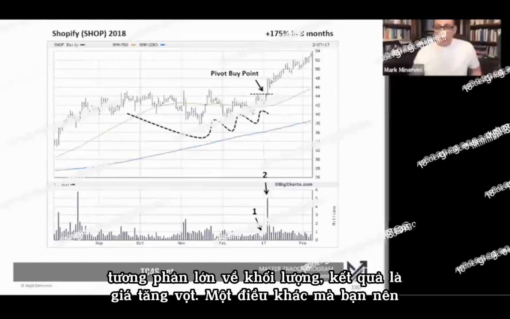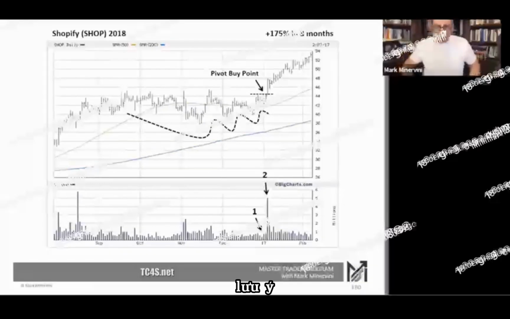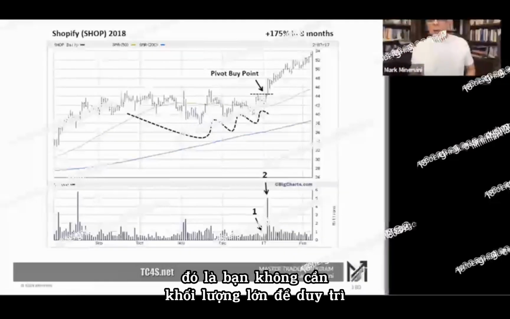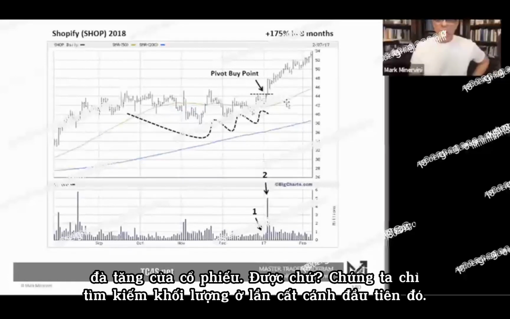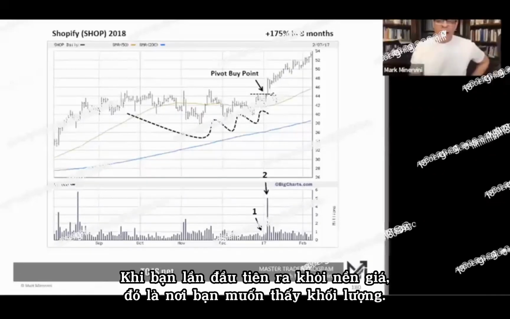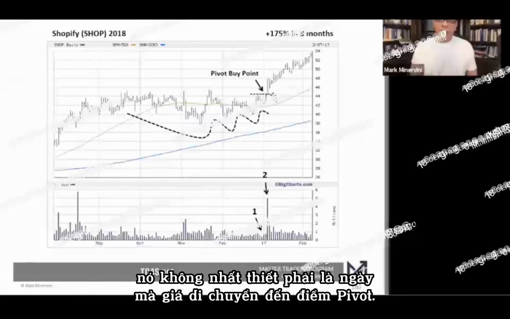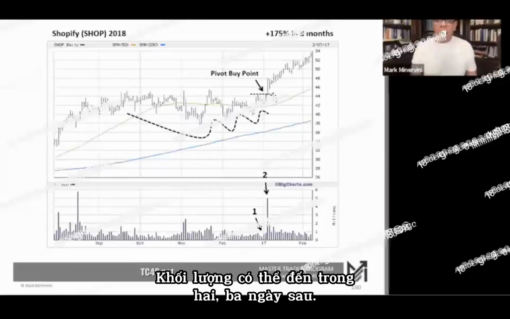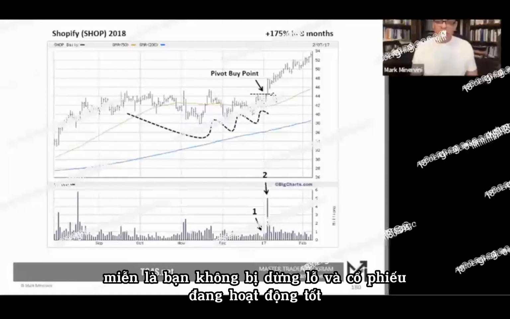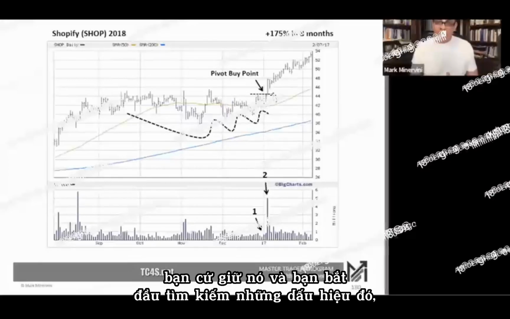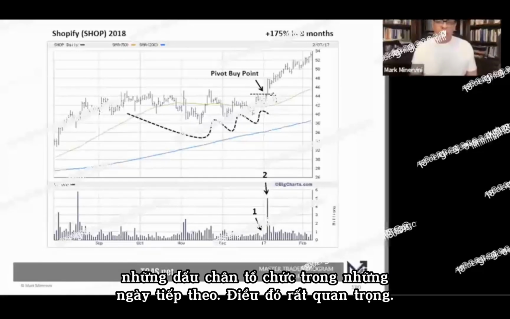That was the liftoff. Another thing you want to make note of is that you don't need huge volume to stay in the stock. We're looking for that first liftoff. When you first come out of the base, that's where you want to see the volume, and it doesn't have to be on the day of the breakout. It doesn't have to be the day that it moves to the pivot point. It might come in 2-3 days later. As long as it holds your stop and the stock's acting well price-wise, you stick with it and you start to look for those signs, those institutional footprints over the coming days.